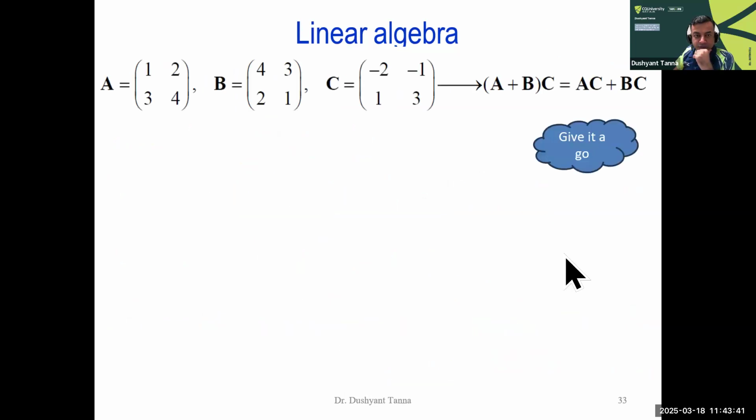Again, one more question. Give it a go. So what we are doing, we are finding A plus B, whatever that matrix is, multiplied with C. On the right hand side, we are finding AC, we are finding BC and adding them up. Please give this a try.